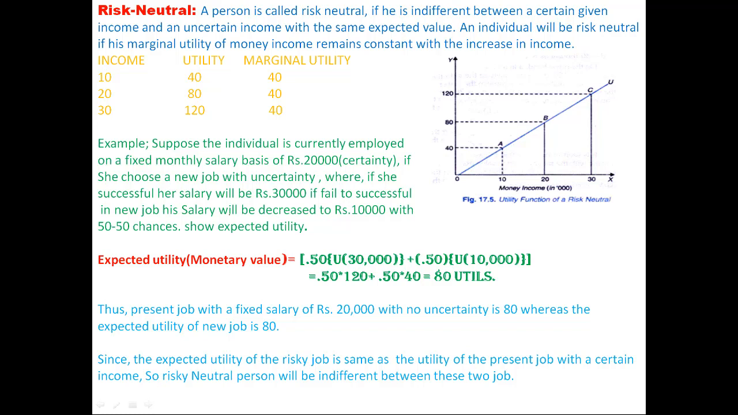Okay, but this is the certain situation with 20,000 and 80 utils. So in this case, a risk neutral person is indifferent between these situations. The expected utility of the risk job is the same as the utility of the present job with certain income. This is a certain income with 80 utility. Here it is an uncertain income with 80 utility. So a risk neutral person will be indifferent between these two jobs. Okay, next.